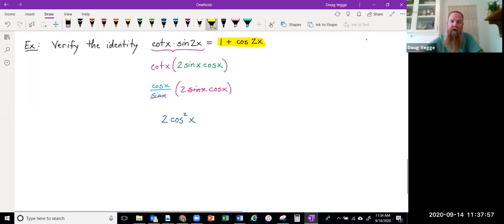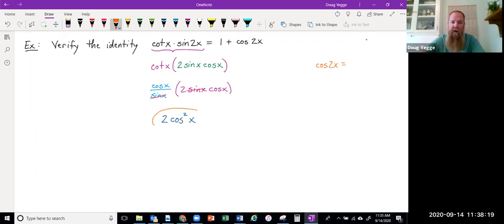But again, I'm always trying to keep in mind my goal. Remember, my goal is over here. So I'm trying to get it to look like cosine of 2x. So I'm going to just write an identity just to remind myself what we're doing here. And so remember that the identity for cosine of 2x, there's a few of them.